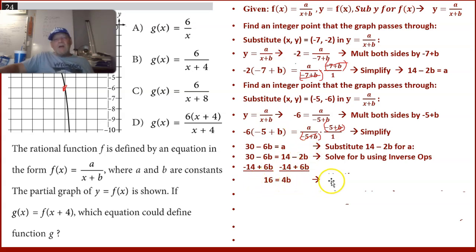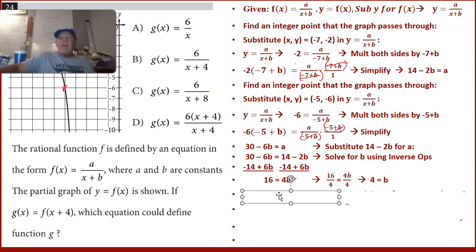Now I need to solve this using inverse operations, so I use the division property of equality. Divide both sides by 4. So 16 divided by 4 is 4, and these cancel. So 4 equals b is my value of b. All right. So now we're going to have to find a value of a.